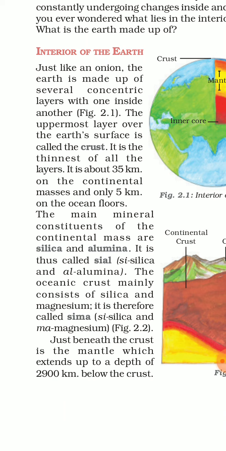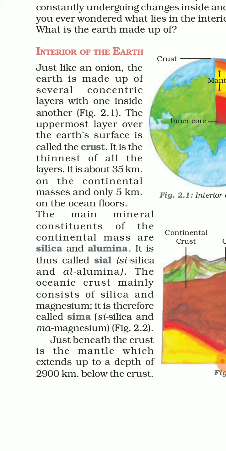Sial is mainly composed of the minerals silica and aluminium. It forms the continental crust. Sima is mainly composed of silica and magnesium. It forms the ocean floor. The layer underneath the crust is called mantle. The mantle extends to a depth of 2900 km below the crust.